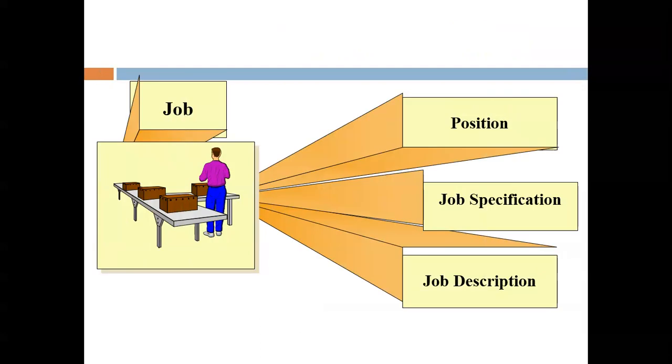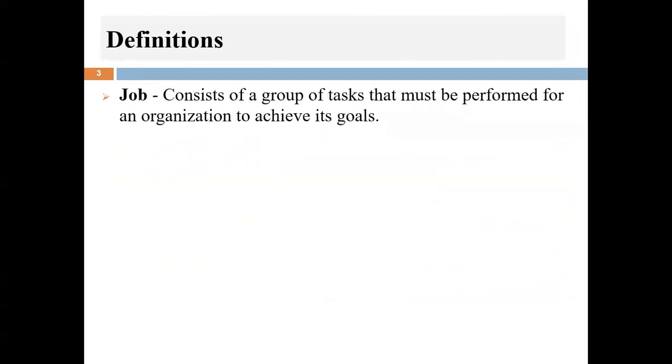First and foremost, what exactly does job mean, and what is a position? What is the job specification and job description? Right. First and foremost, what do you mean by job? Basically, a job consists of a group of tasks that must be performed for an organization to achieve its goals.